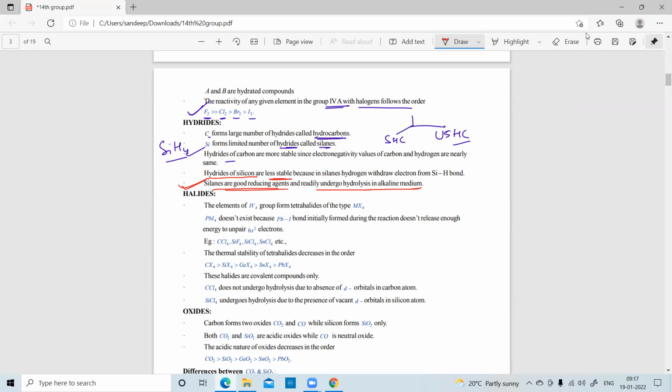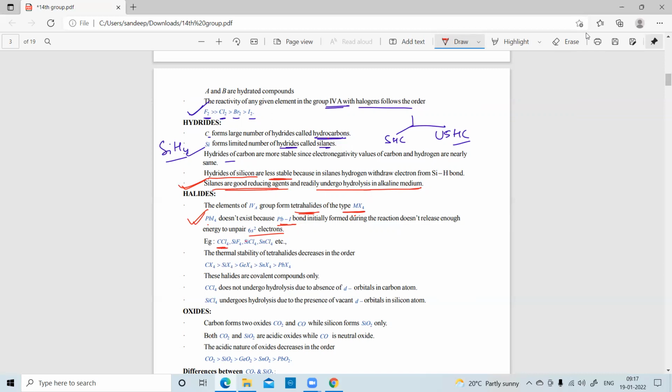The elements of group 14 form tetrahalides of the type MX4. PbI4 does not exist because the lead-iodine bond formed does not release enough energy to unpair the 6s2 electrons.